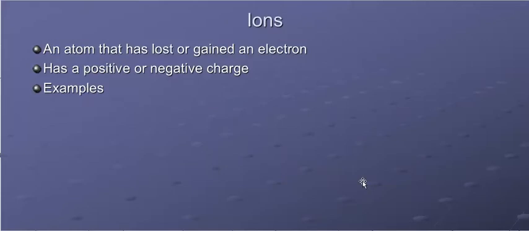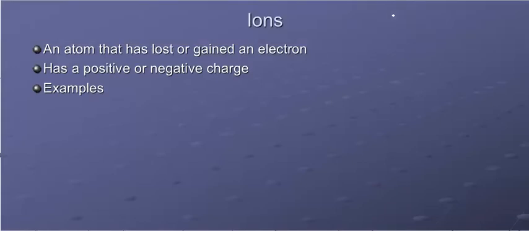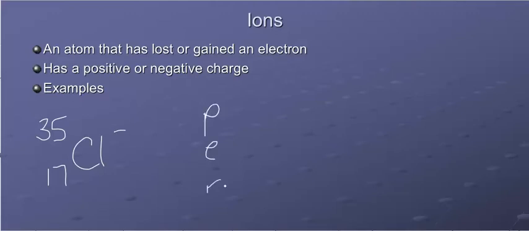Ions have lost or gained an electron. They have a charge. Here are some examples of ions in shorthand notation. 35 17 Cl minus. The number of protons, electrons, neutrons. Well, the protons is 17 because it's chlorine, number 17. The number of electrons, if it were neutral, would be 17, but it's not neutral. It has a negative charge.